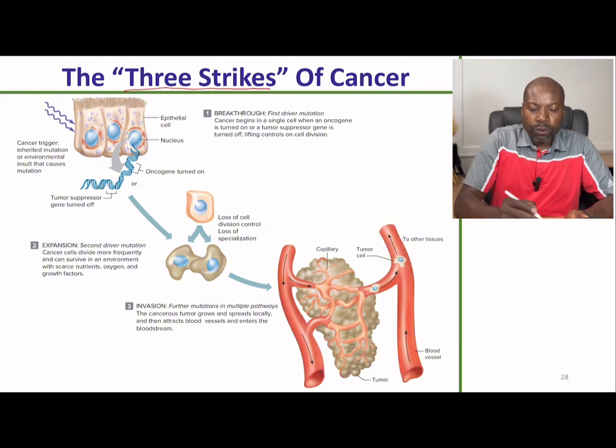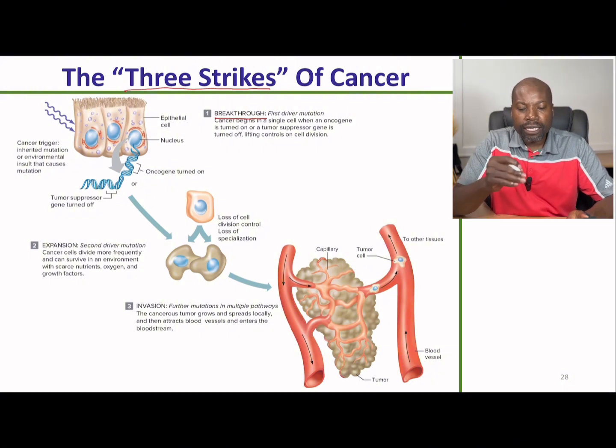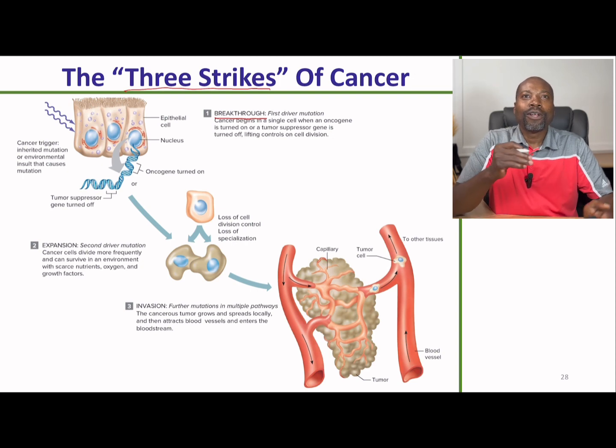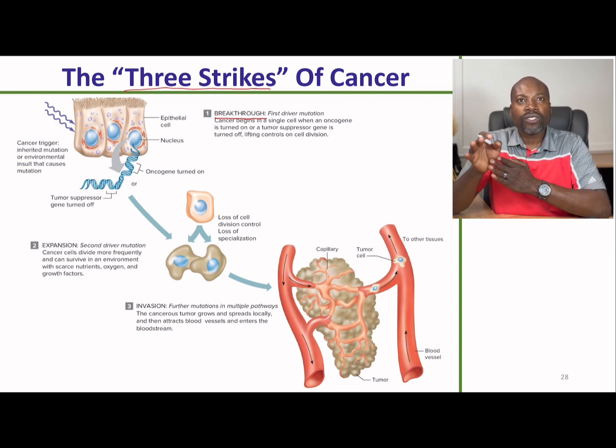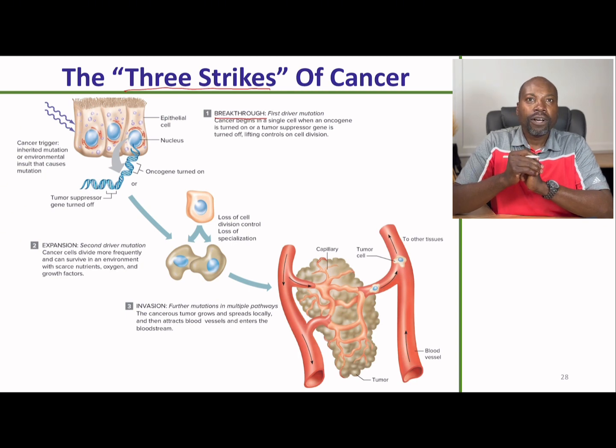The first event is what we call a breakthrough. A breakthrough is basically when a first mutation occurs in a driver gene. It can be a proto-oncogene, an oncogene, or even a DNA repair gene. So that's a breakthrough. Here we have a single cell that is mutated, that is going to start losing its normal behavior and moving toward uncontrolled cell division. They somewhat undergo uncontrolled cell division, but it's not bad yet.